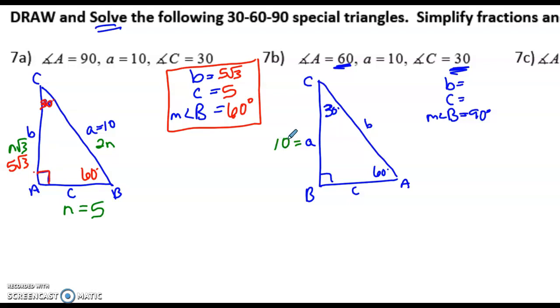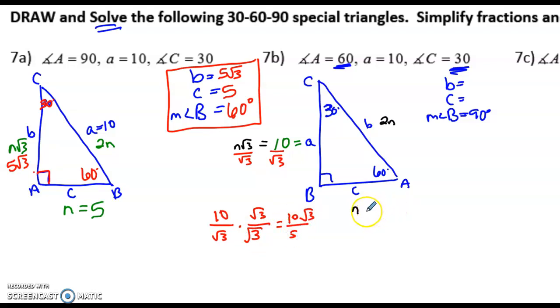Okay, now this is that 30, 60, 90 again. So we can let our short leg be n, our hypotenuse be twice as long, and our long leg be square root of 3 times as long. Now this time is one of those where we know the long leg, so we have to work backwards to figure out the short leg. So we need to divide by square root of 3. So if I take 10 divided by square root of 3, I need to rationalize the denominator. And I get 10 times the square root of 3 over 3. So that ends up being my n, which is side C.